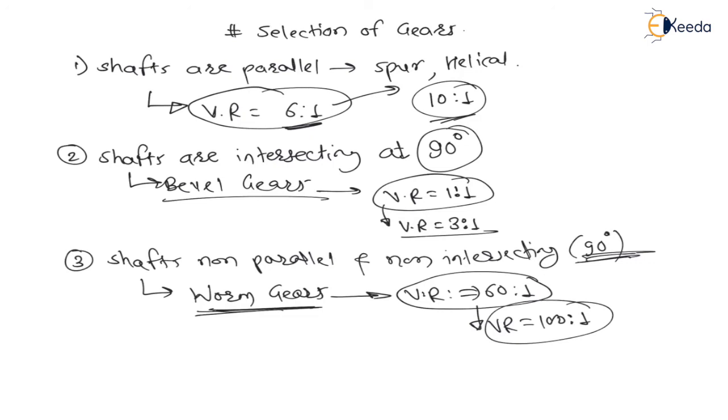Now, in theory of machines, many times they ask questions on velocity ratio. Find out the velocity ratio and which gear you will prefer for this arrangement. If the velocity ratio is less than 10:1, then we have to go for spur and helical gear. If the velocity ratio is less than 3:1, then we have to go for bevel gears. And if the velocity ratio is more, let us say more than 15 or 20, worm and worm wheel is generally used, even for 6:1. But if the velocity ratio is 20:1, then we have to use worm and worm wheel or worm gears.